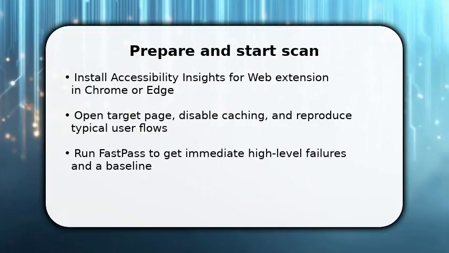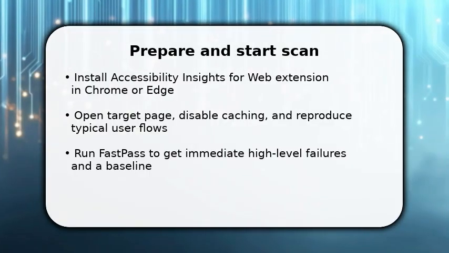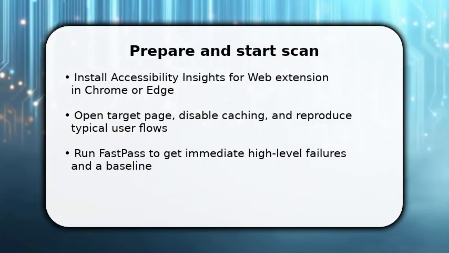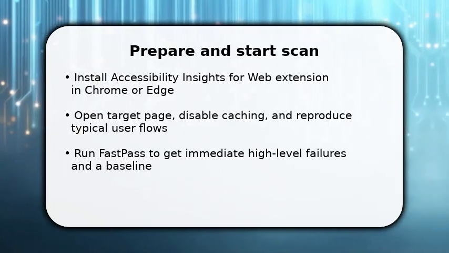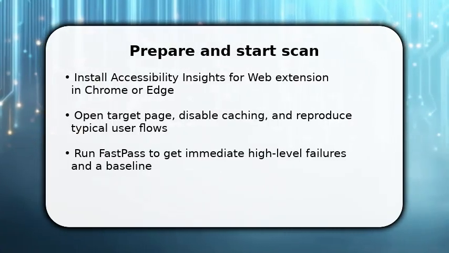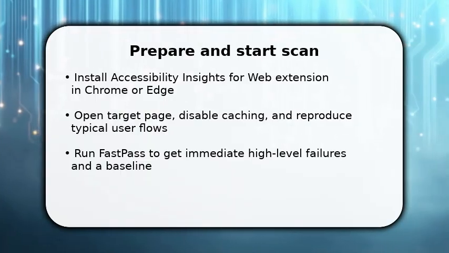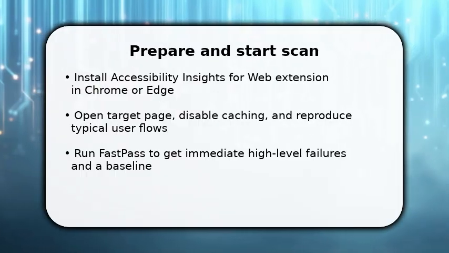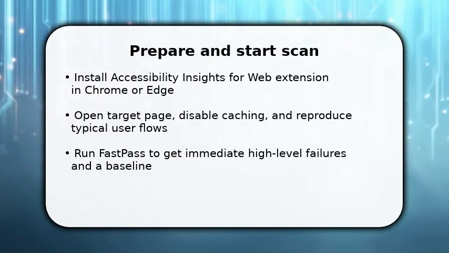Enjoy the video. You begin by installing Accessibility Insights for Web in Chrome or Edge and opening the page you want to test. Once done, disable caching and reproduce the most common user flows so results reflect real use. Next, run FastPass to surface immediate, high-impact failures. This gives you a baseline to prioritize fixes.